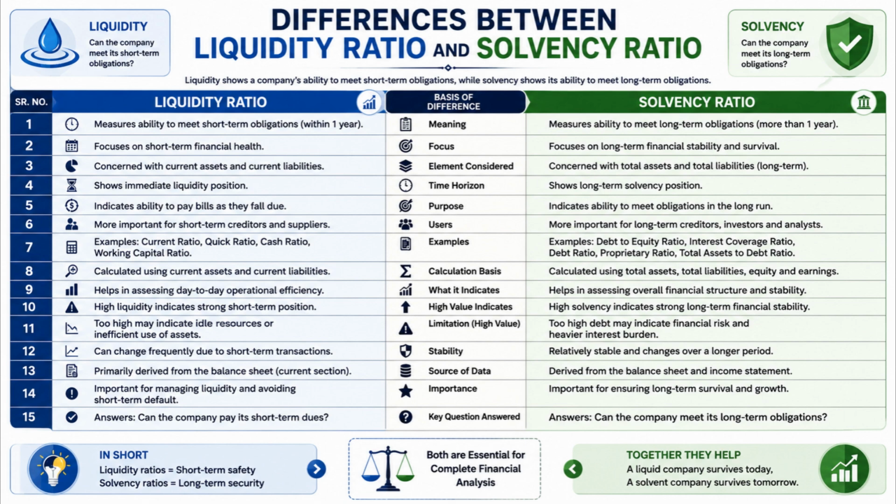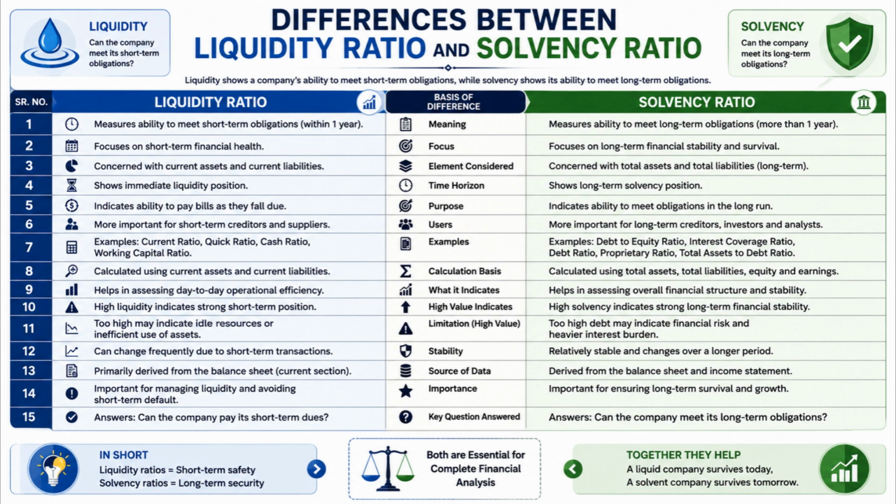Number 7. Examples of liquidity ratios include current ratio, quick ratio, and cash ratio, whereas examples of solvency ratios include debt-to-equity ratio, interest coverage ratio, and debt ratio. Number 8. Liquidity ratio is calculated using current assets and current liabilities, whereas solvency ratio is calculated using total assets, liabilities, equity, and earnings. Number 9. Liquidity ratio helps assess day-to-day operational efficiency, whereas solvency ratio helps assess overall financial structure and long-term stability.